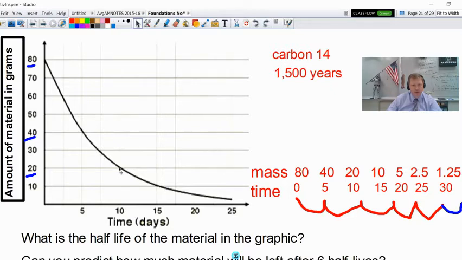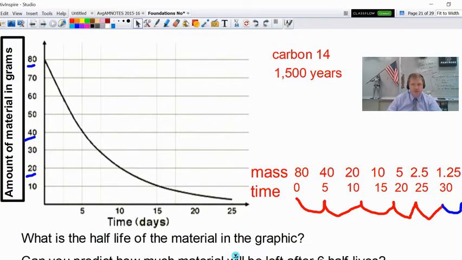Bing! There we're at 20, and we're also at 10 days. So it took another set of 5 days to lose half. And now let's go 20. What's half of 20? 10. Now we're at 10. And look, it took another 5 days. So you can see that every 5 days, they're losing half of whatever's present.